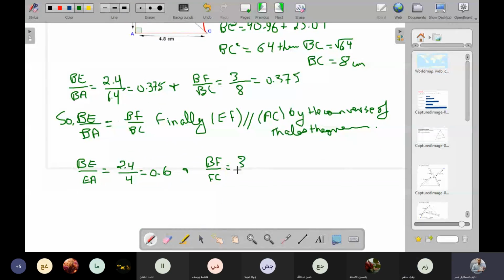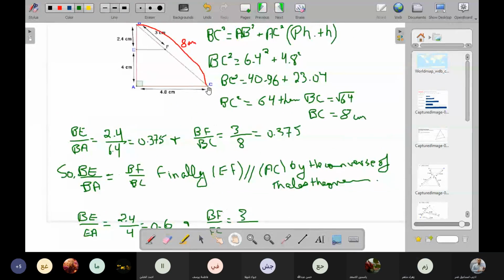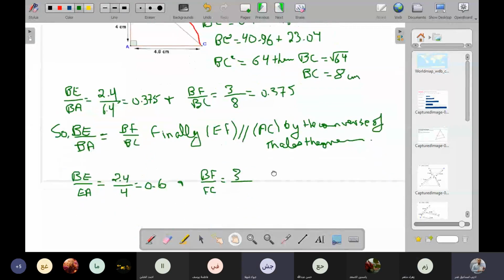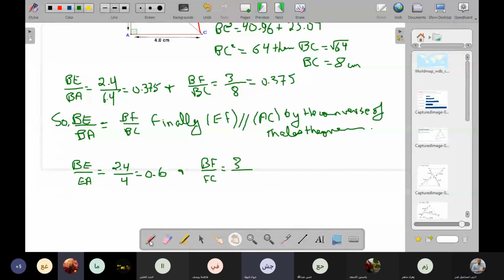What is the measure of FC? Do we have it? No. FC is equal to BC minus BF, which is 8 minus 3. We put here 5 centimeters. Good. We put here 3 over 5, which is equal to 0.6. Also the two ratios are equal, then this is another method.